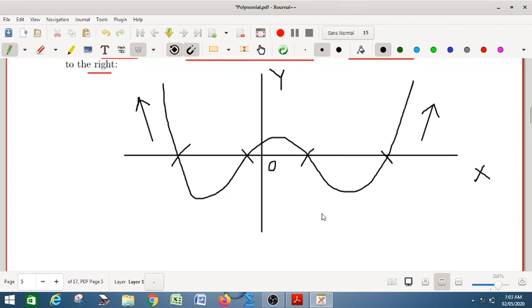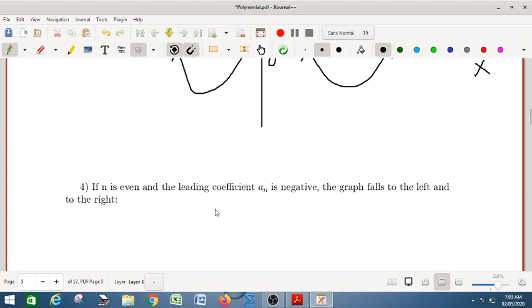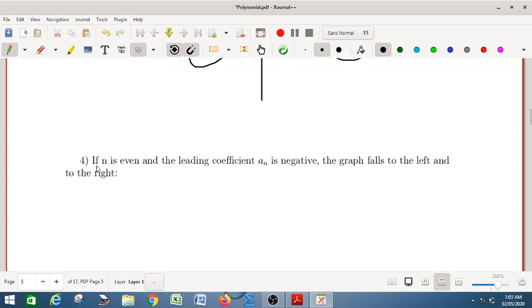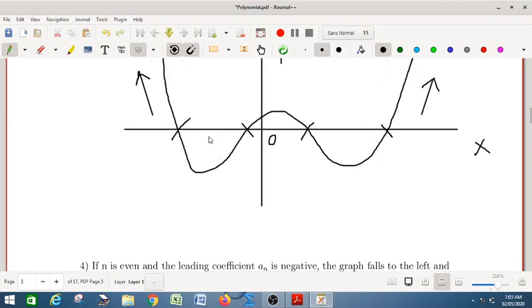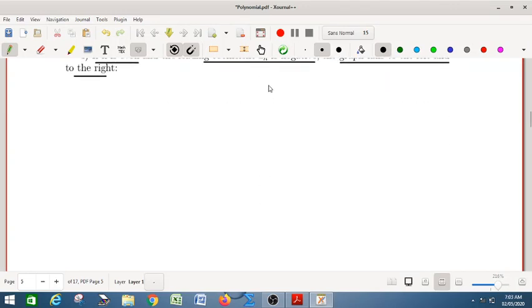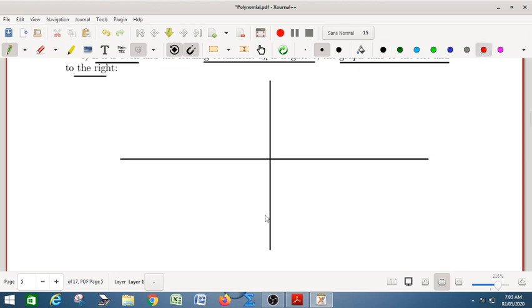You have 4 zeros. And last one, if n is even and the leading coefficient is negative, then the graph falls to the left and to the right. So it will be like this. So it will be in opposite nature of this. So let us draw the curve. This is the axis and the graph will be like this.